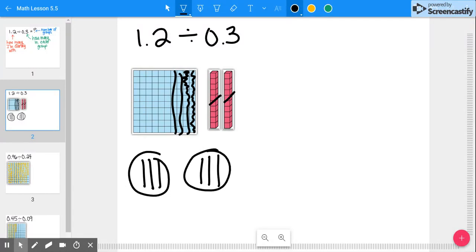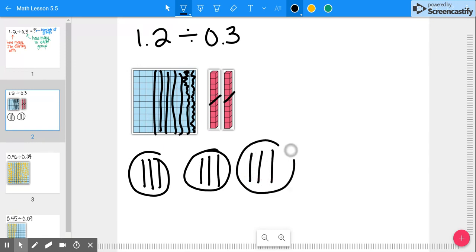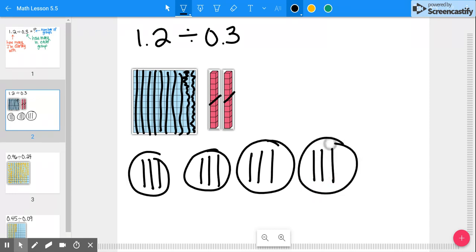So now I need to keep going until I finish this flat. So 1/10, 2/10, 3/10, 1/10, 2/10, 3/10. Circle around it because that's a new group. And I need to do 3/10 again. 1/10, 2/10, 3/10, 1/10, 2/10, 3/10. So now I need to count how many equal groups I have made. I made 1 group, 2 groups, 3 groups, 4 groups. So my answer is going to be 4.